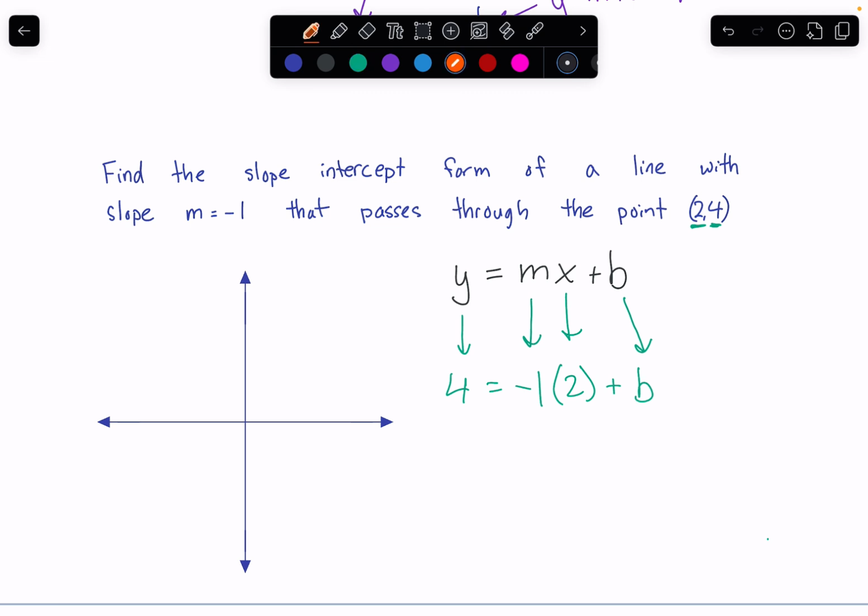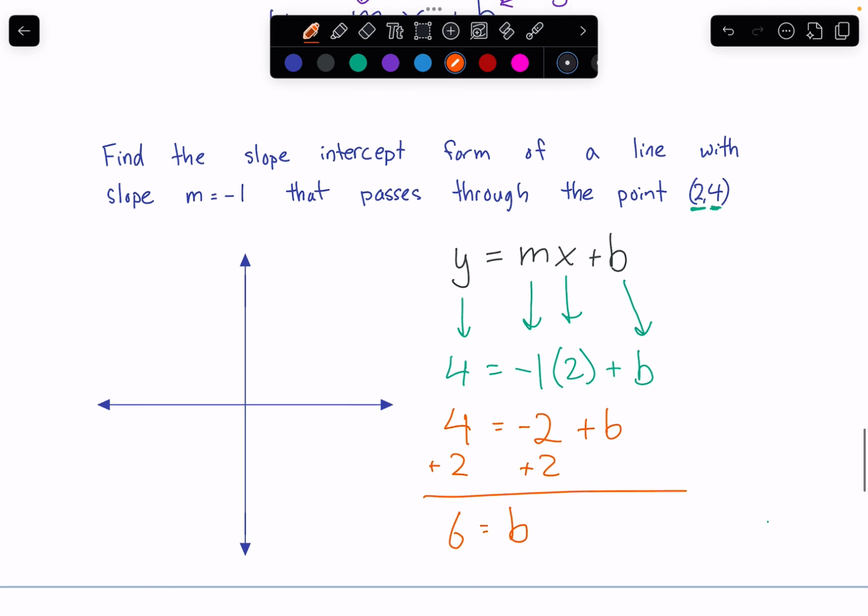From here, this is just a two-step equation. You guys know how to solve these. It's not barely even a two-step equation, right? We combine like terms. So we leave our 4 here. -1 times 2 is just going to get us a -2 plus b. Now we just need to isolate the variable, right? We're trying to get b all by itself. And the best way to do that is to add 2 to both sides. We're left with a 6 on the left and a b on the right. Well, just like that, now we know what the y-intercept is, right? We know that we have a slope of -1 and we have a y-intercept of 6.